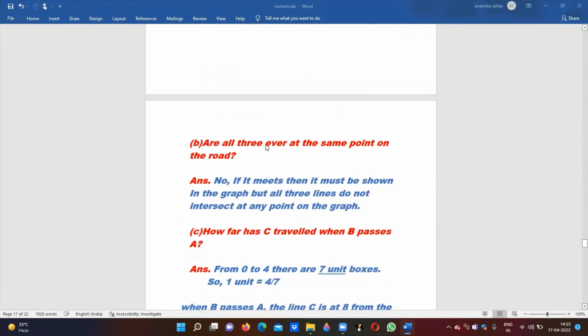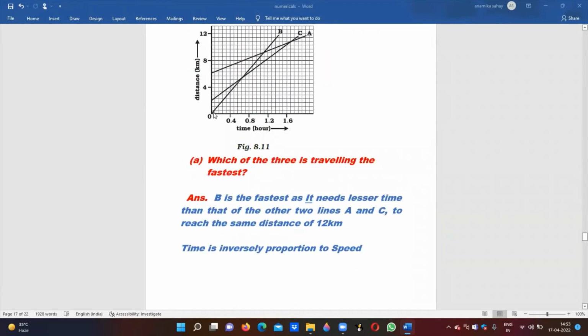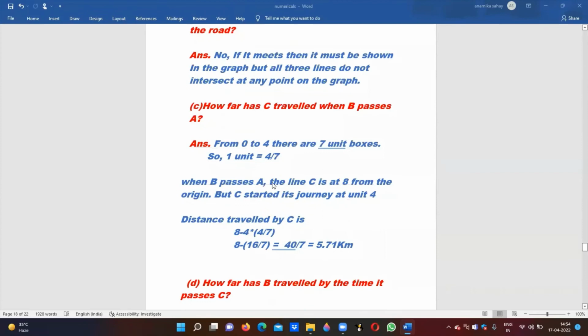First, we will calculate this unit. From 0 to 4 there are 1, 2, 3, 4, 5, 6, 7 unit boxes. It means 1 unit box is equal to 4 by 7. When B passes A, the line C is at 8 from the origin, but C started this journey at the unit 4, so the distance traveled by C is 8 minus 4 into 4 by 7.